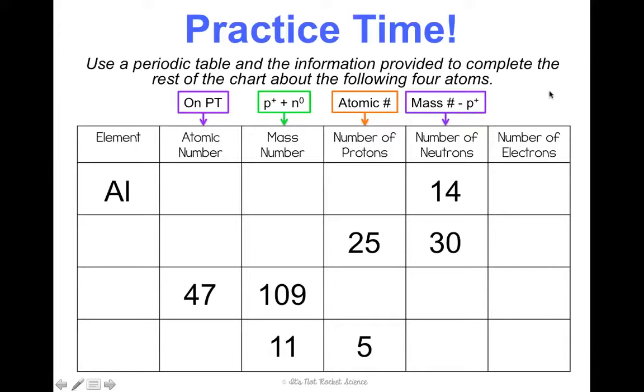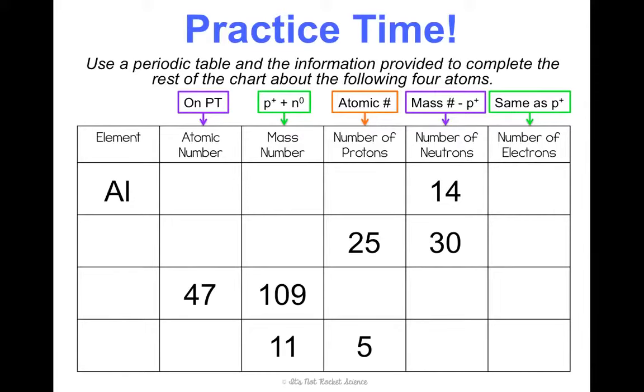And then remember, for the number of electrons, it will be the same as the number of protons in electrically neutral elements. And that's all we'll be working with in the meantime, is electrically neutral elements. So I'm going to walk you through this first row in terms of how you'd figure this out. And then I'm going to skip through really quickly because I really want you to try to figure the rest out on your own, and then just pause when you're ready to check your answers.